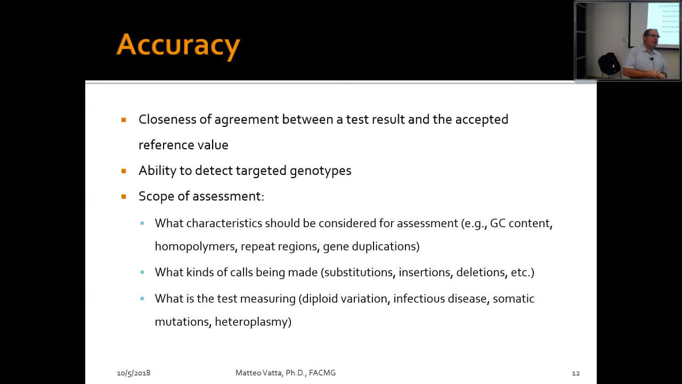One of the most important parameters that the validation study needs to prove is the accuracy, which is the closeness of agreement between the test results and the accepted reference value. What it means is, if the reference value of a particular sample was the in-frame deletion delta 508 in the CFTR gene for CF, then I need to prove that I have captured that variant all the time, using my system.